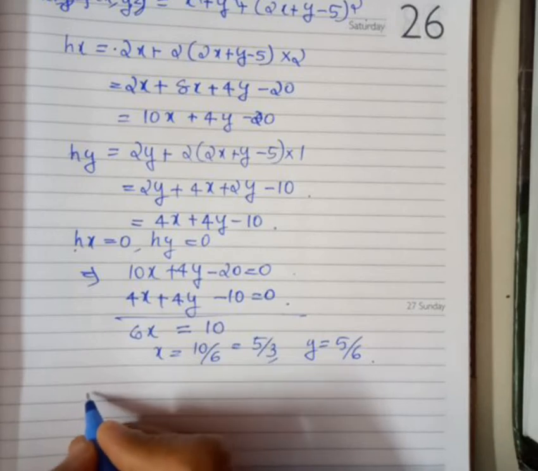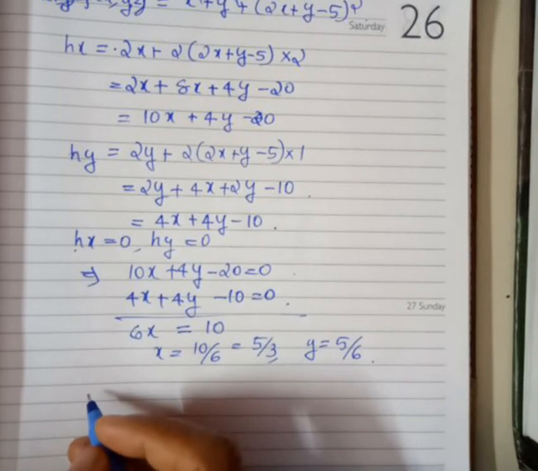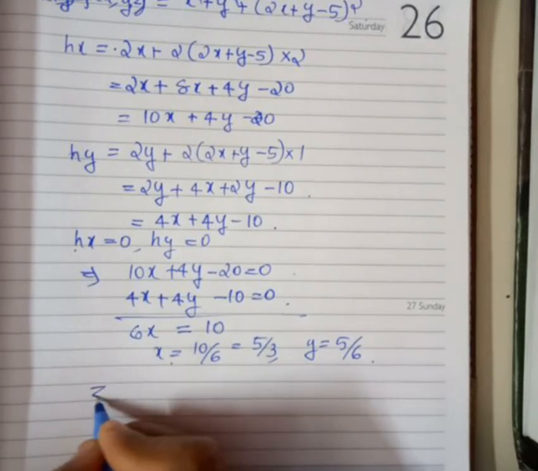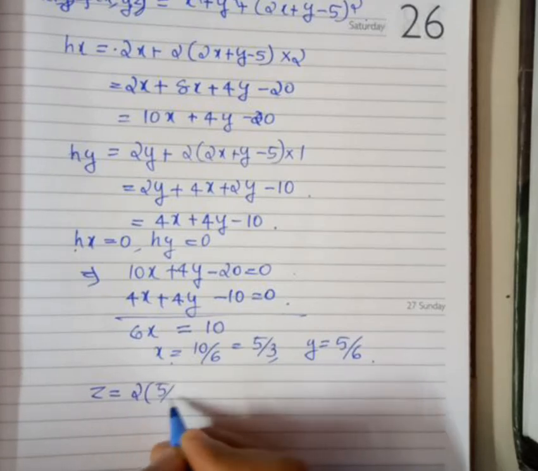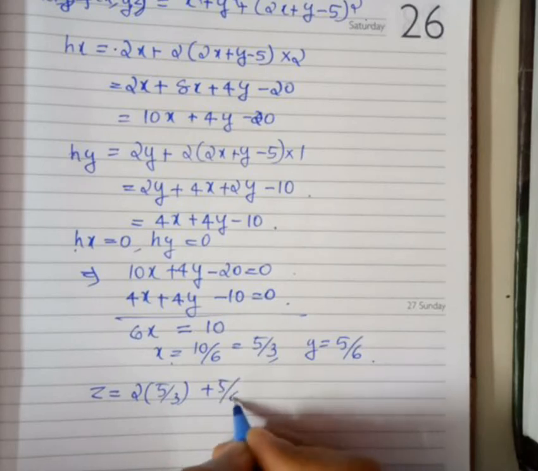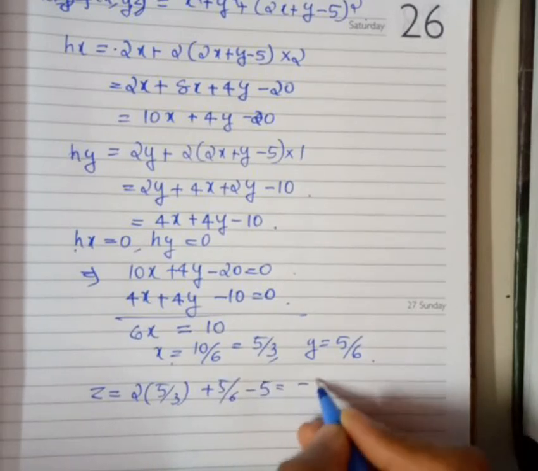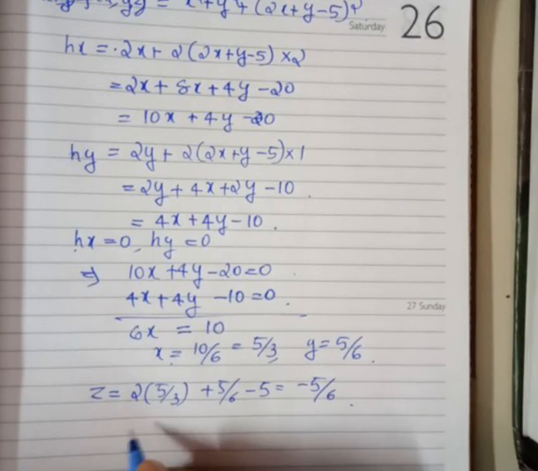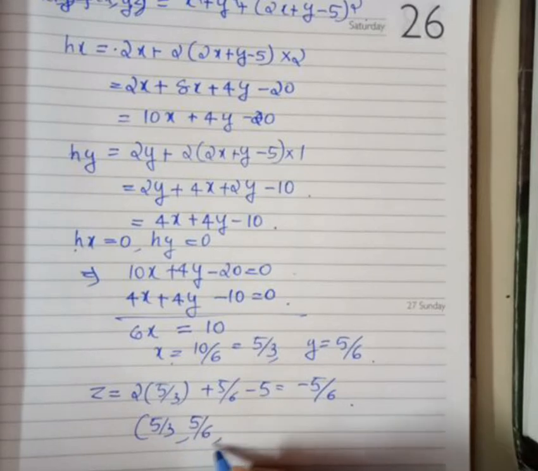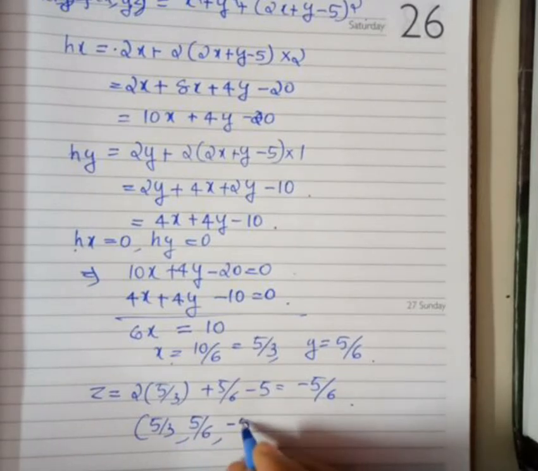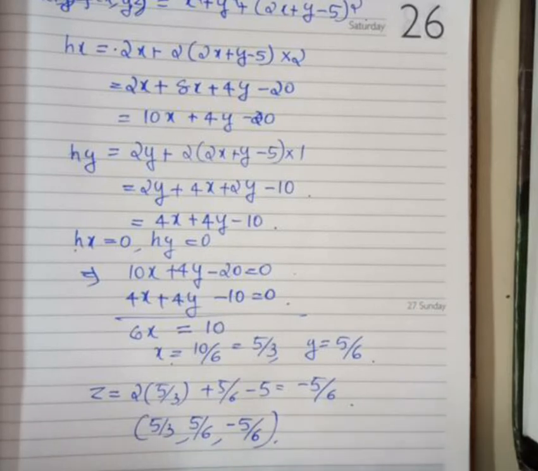Okay, the value of h at these critical points. Then what will z be here? z equal to 2 into 5 by 3 plus 5 by 6 minus 5, which is equal to minus 5 by 6. So the point is 5 by 3, 5 by 6 and minus 5 by 6. This is the point.